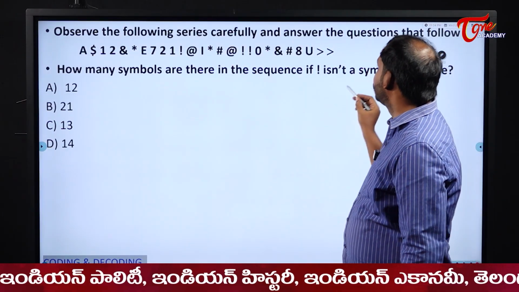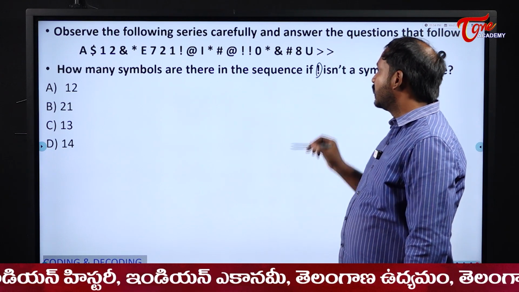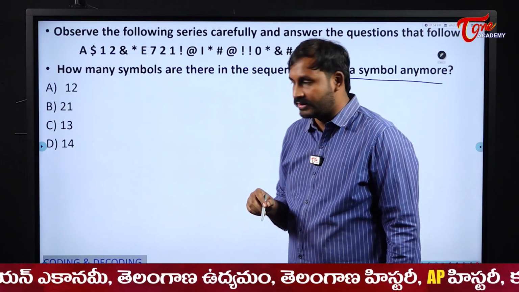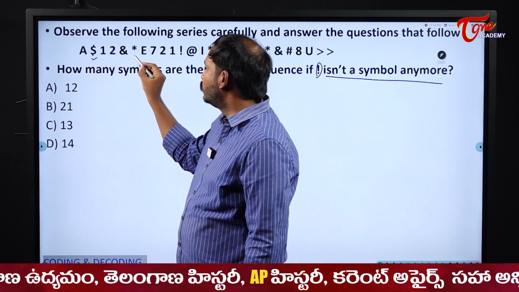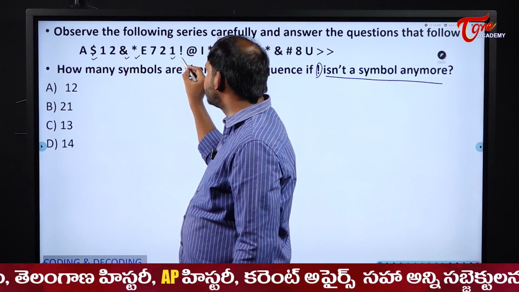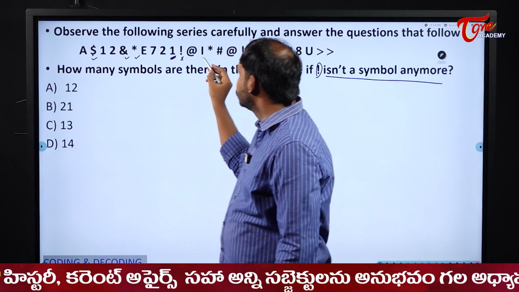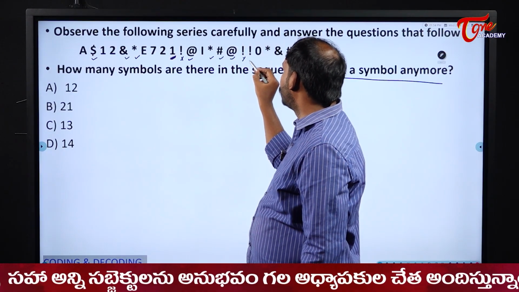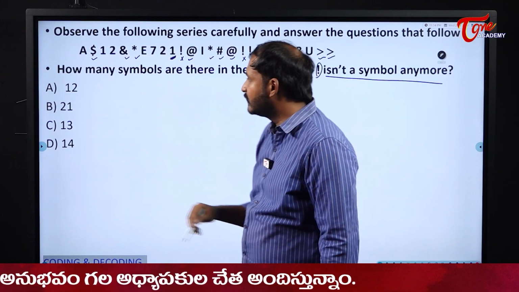Observe the following series carefully and answer the question. How many symbols are there in the sequence if this symbol is not there anymore? I should drop this one. Now they are asking how many symbols are there. So 1, 2, 3, 4, it is dropped. Sorry, this one is not valid, right? 1, 2, 3, 4, 5, 6, 7. These two are dropped. 8, 9, 10, 11, 12. How many are there for me here? 12.